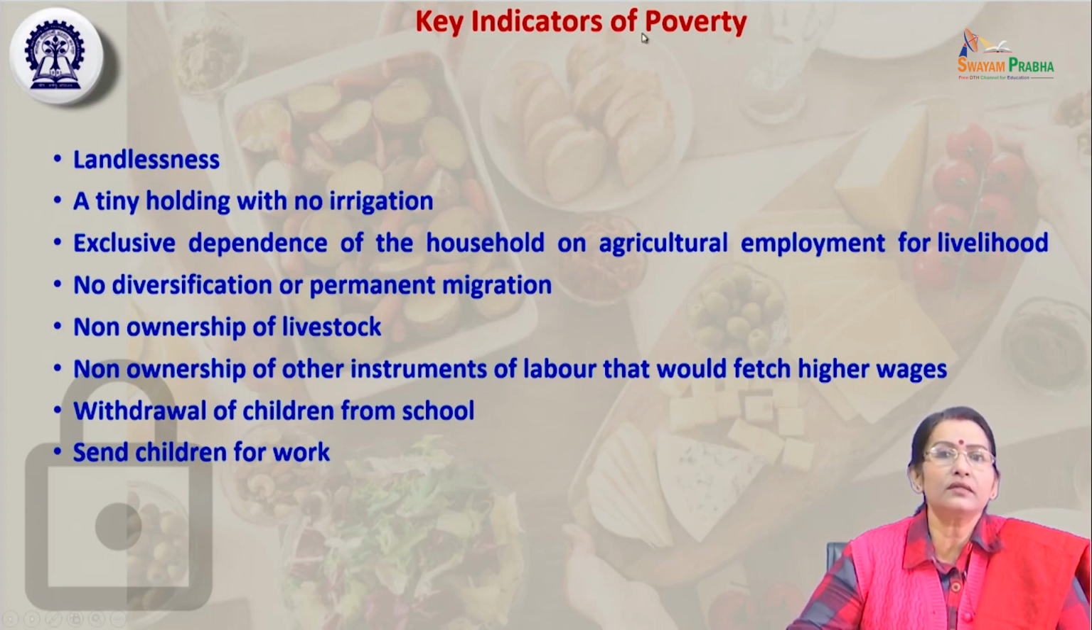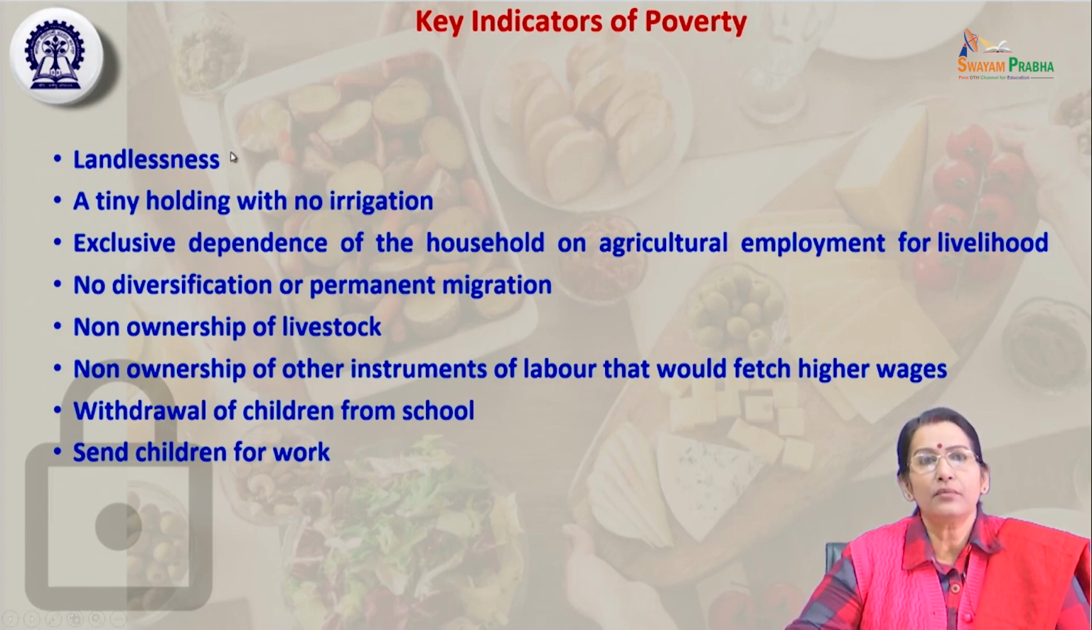So, key indicators of poverty. Yes, we have analyzed food insecurities and causes, and what the situation was during the pandemic. Now let us explore the key indicators of poverty, why poverty takes place, and what its causes are. So the first thing is landlessness.